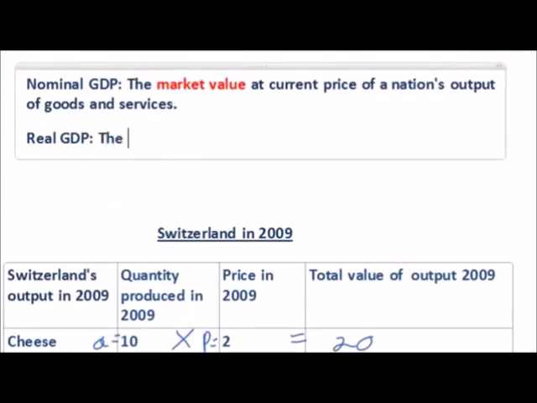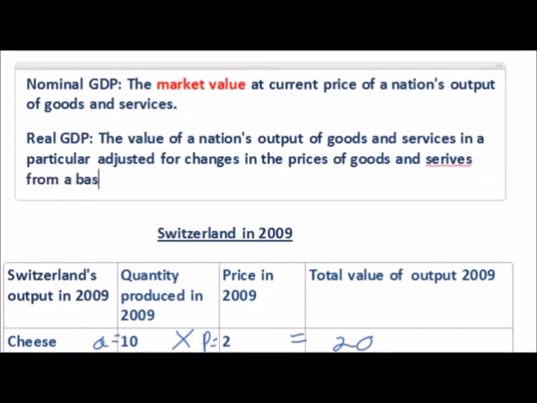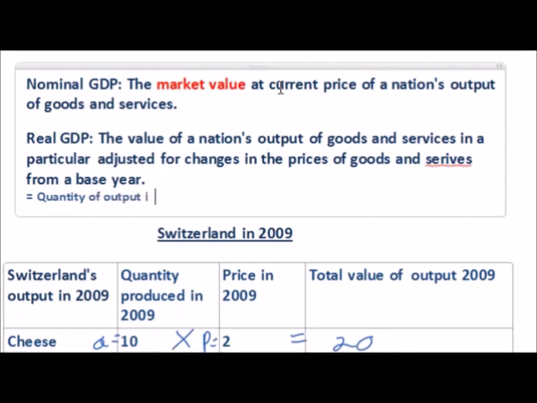Real GDP measures the value of a nation's output of goods and services in a particular year, adjusted for changes in the prices of goods and services from a base year. Now, there's actually a simple formula for calculating the real GDP. To find the real GDP, we measure the quantity of output in the current year, the year we want to measure GDP for, and multiply this by the price of the output in a base year.